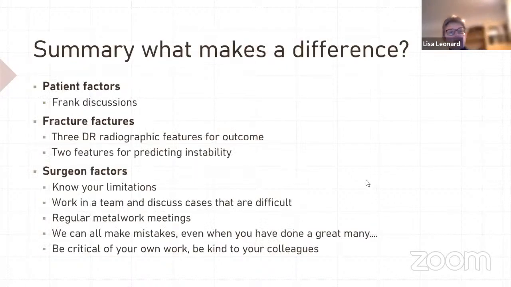And know your own limitations, and I think working in a team is really helpful. Discuss cases that are difficult, get CTs if you need to, and have regular metalwork meetings. And even when you've done lots and lots of these, I must have fixed thousands of distal radiuses, we can still make mistakes. So be very critical of your own work, but be very kind to your colleagues, because next week they might be the poor ones who are going to have a problem or be dealing with you when you've had a problem.